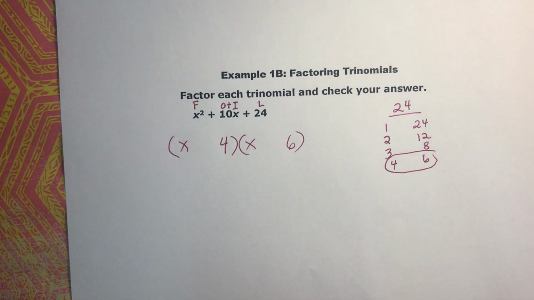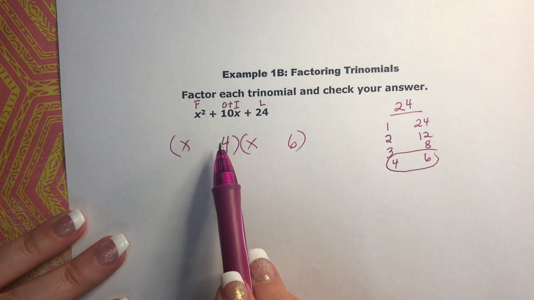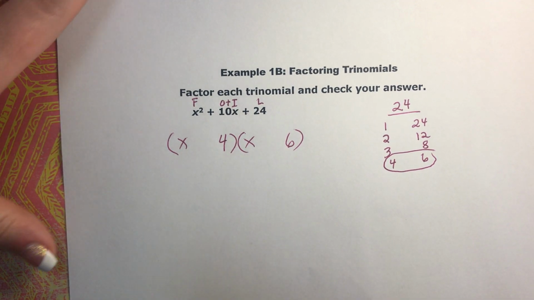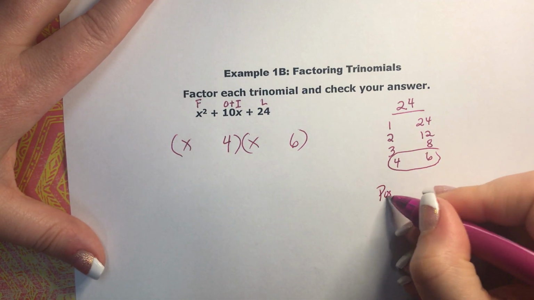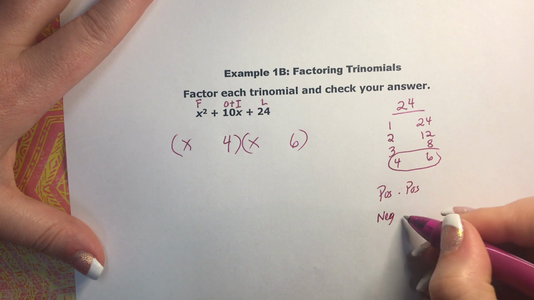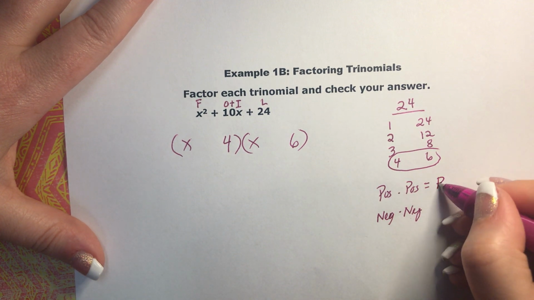So now we have our first, we have our last, and now we just need to find the sign. Since this is positive, on our last, 4 times 6, the only way you can make that a positive 24 is if you multiply a positive times a positive or a negative times a negative. That's the only way you can get a positive number.